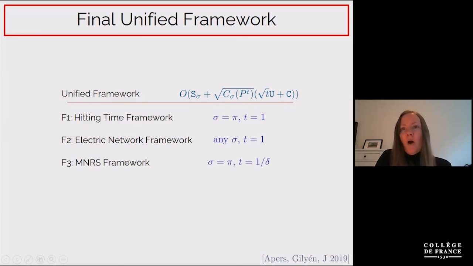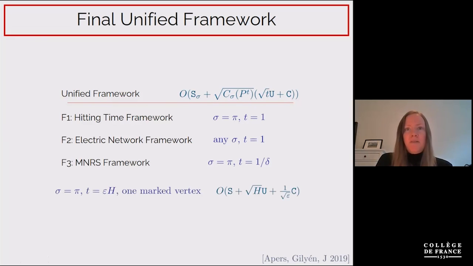When we set t to be 1, we recover the electric network framework, which has the hitting time framework as a special case when sigma is pi. When we set t to be 1 over delta and sigma to be pi, we recover the MNRS framework. And I didn't mention it, but if we set sigma to be pi and t to be epsilon times the hitting time, it turns out that in the case of one marked vertex, we can also recover the result from controlled quantum amplification, where you have an optimal number of updates and checks simultaneously.